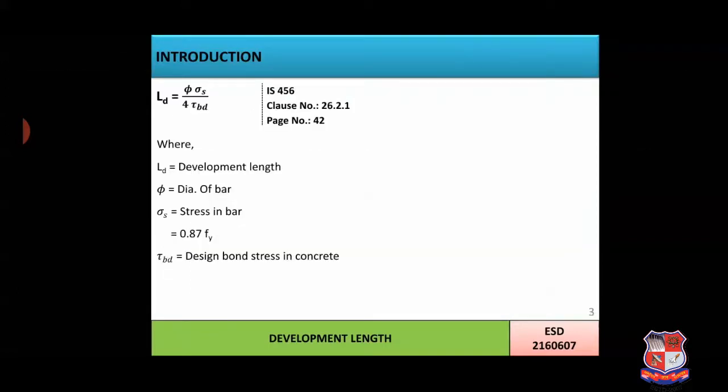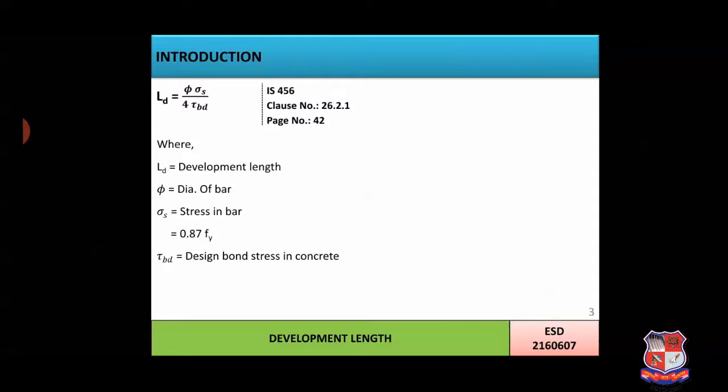Now talking about its formula, it is given in the IS code, IS 456 clause number 26.2.1, page number 42. The formula stands for Ld equals to φ σs divided by 4 τbd. Talking about the parameters, Ld is development length, φ is diameter of bar, σs is stress in the bar that is 0.87 fy, and τbd is design bond stress in the concrete.